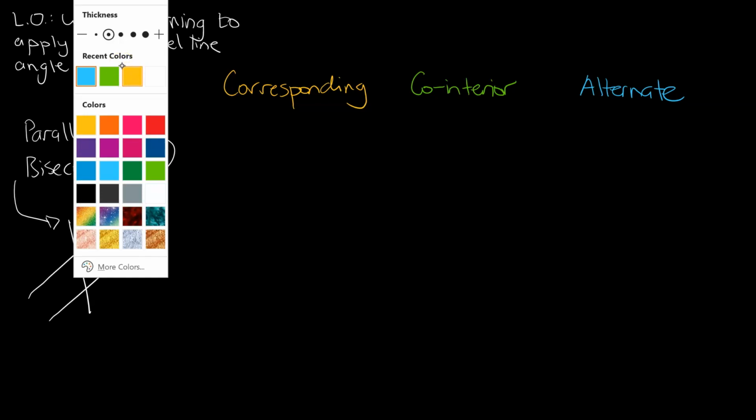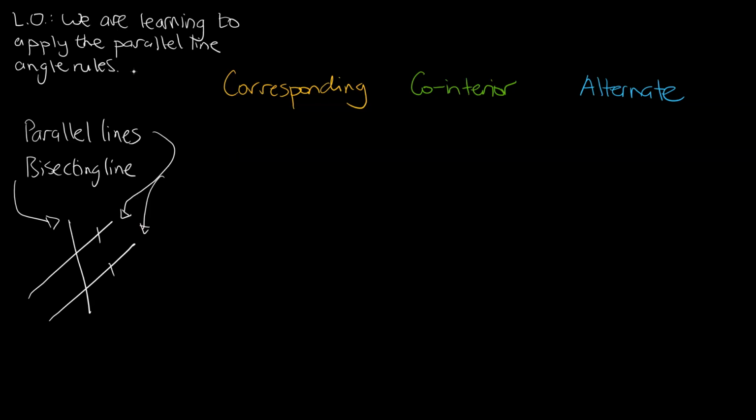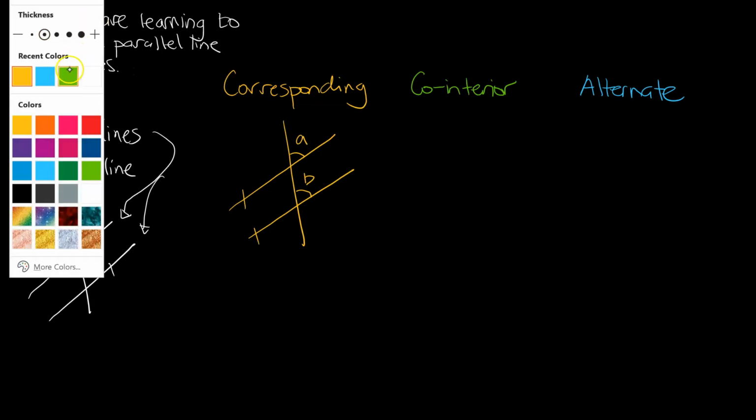So let's get into corresponding lines. So let's draw a set of parallel lines. So I've got a set of parallel lines here. And we've got a bisecting line. And I'm going to let you know that they're parallel by doing that line on each of them. So corresponding angles, I'll draw an example. So for example, angle A and angle B. So those two are corresponding to each other.